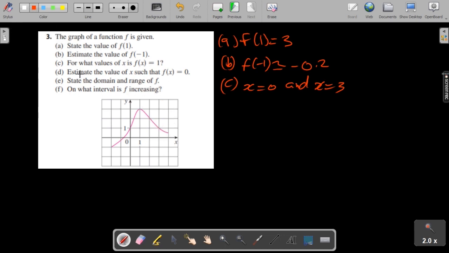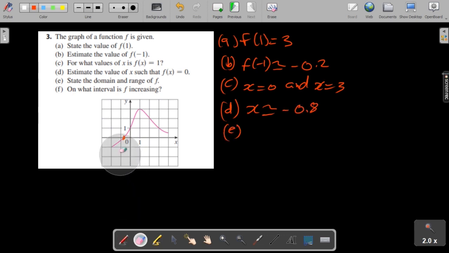And the next question says, estimate the value of x such that y is 0. So once again, we just ask for x values where y is 0. So in this case, we're dealing with 0. So a y value of 0 would be on the x-axis. So there at that point. And if you were to approximate that, it's around 0.7, 0.8. So the x there would be around negative 0.8 on the negative side.